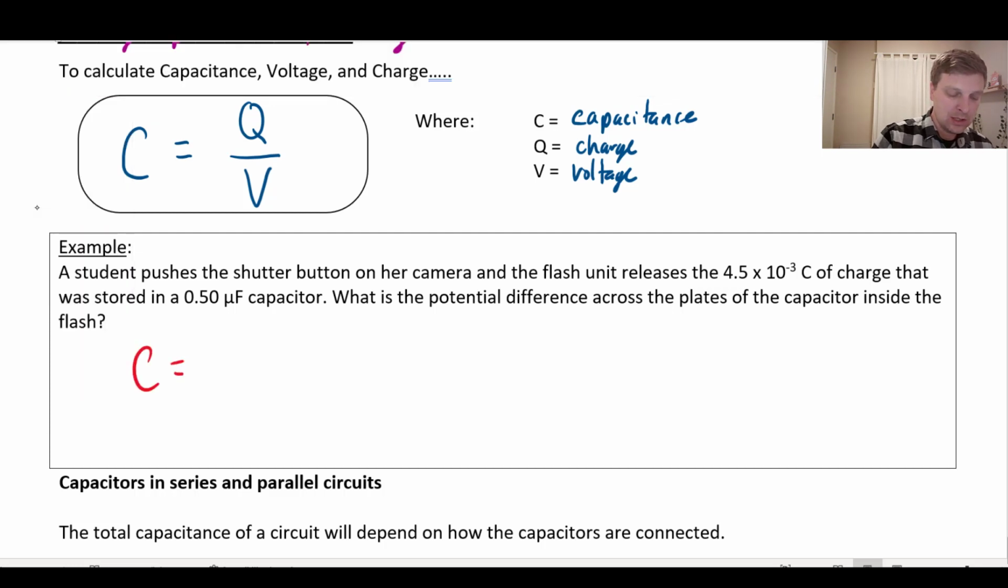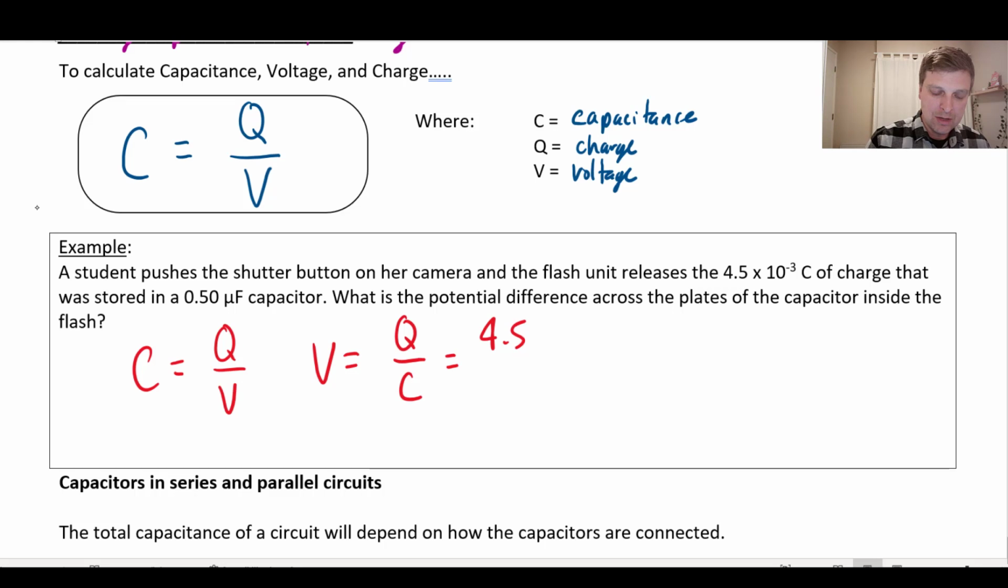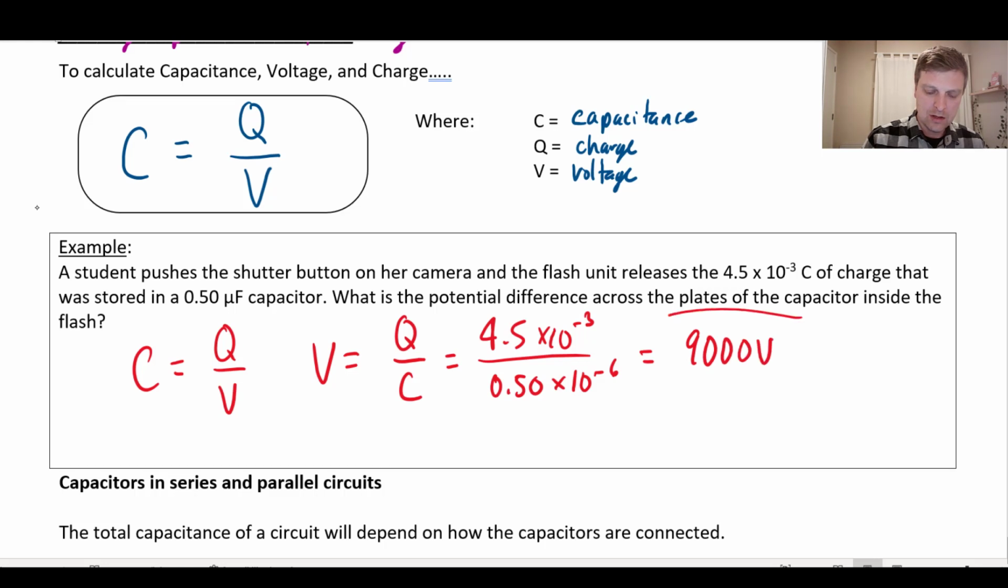So we know that C is equal to Q over V, so then V must be equal to Q over C. We released 4.5 millicoulombs of charge, so 4.5 times 10 to the negative 3 coulombs, and it is a 0.50 microfarad capacitor, so that's times 10 to the negative 6. And so overall, this is going to give me, the voltage must have been 9,000 volts. It seems like a large voltage for the flash of a camera, but who am I to judge?